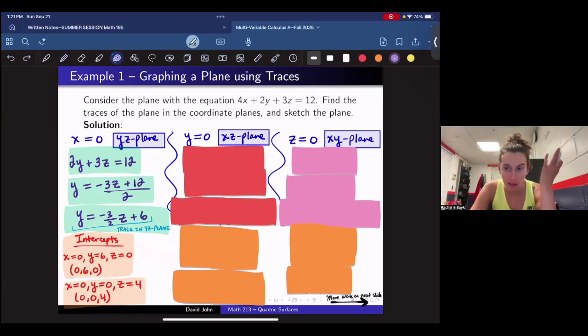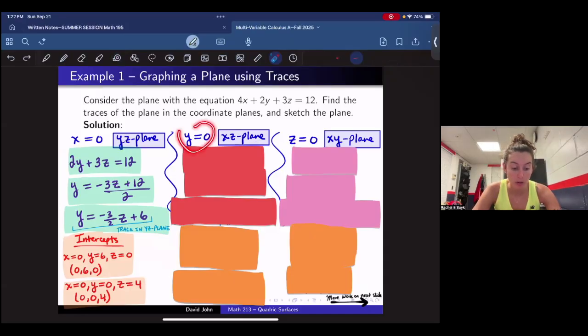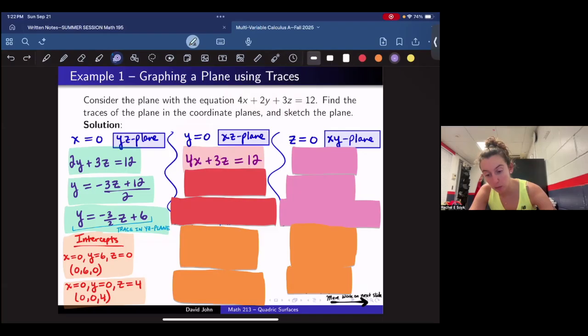Now, why don't we jump into the second column? Procedure is going to be exactly the same, so we're going to go a little bit faster with this. And what are we going to start off with? Since our y is 0, now 2y cancels out, and we have 4x plus 3z is equal to 12.